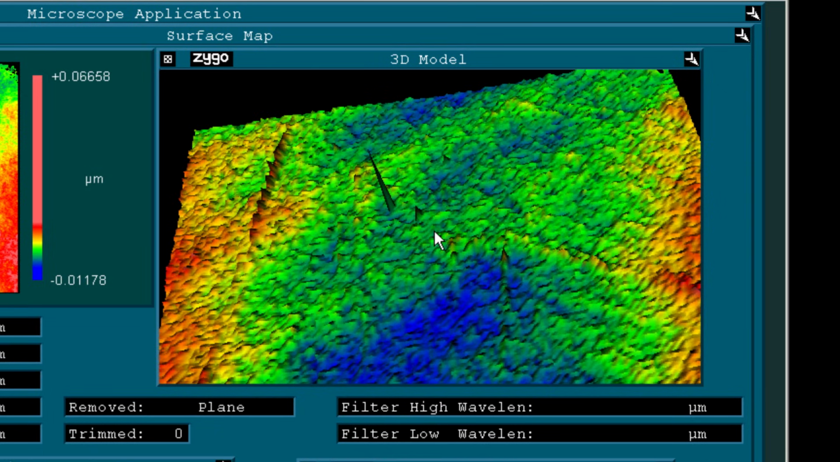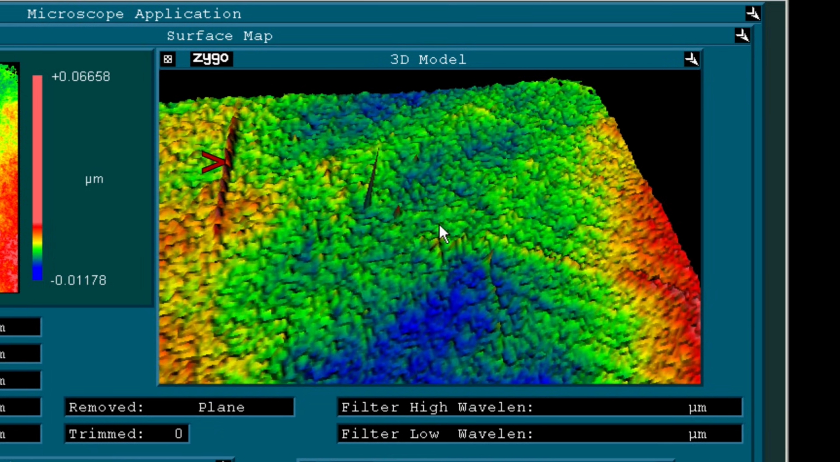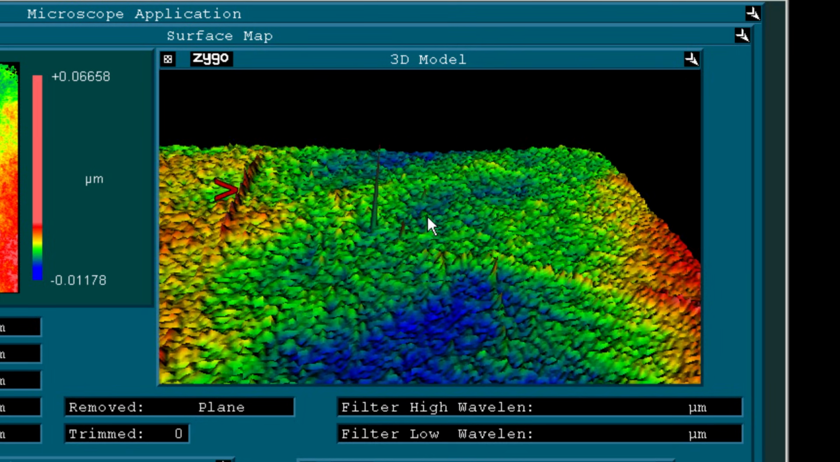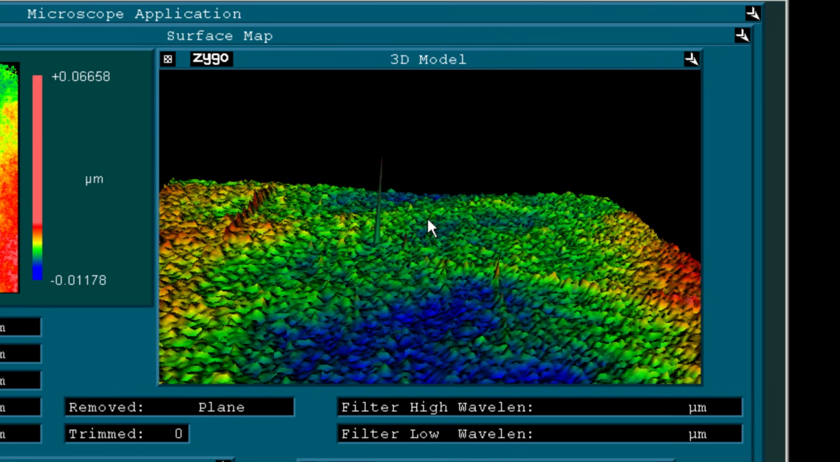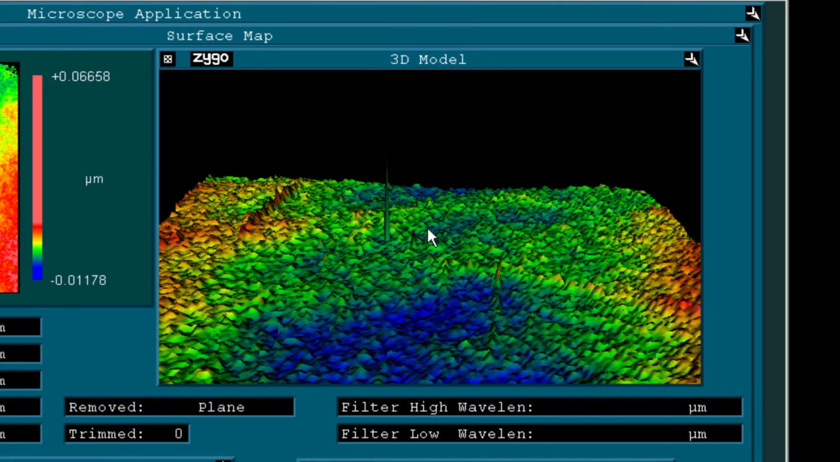Now, the software can also present a 3D plot, and in case you're wondering what these ridges are, they are traces of grease from my fingers that were left there by not carefully cleaning the surface, and they show up as these large features because they're literally tens of nanometers thick.